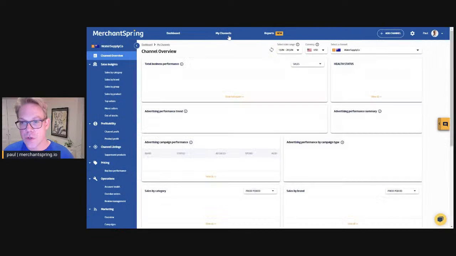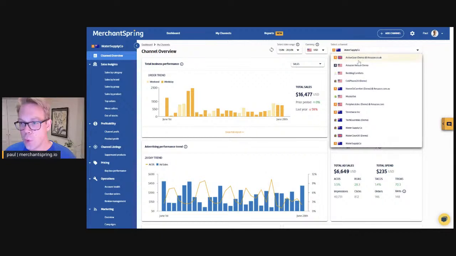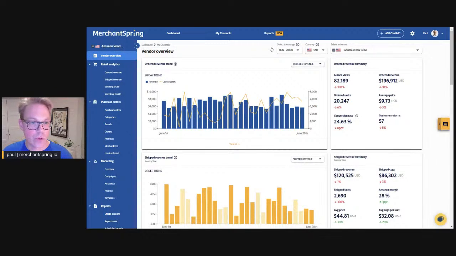Now, once those stores are connected, let's have a look at what reports are available for you. So I'm just navigating to the actual Amazon vendor demo account that I've got connected here.